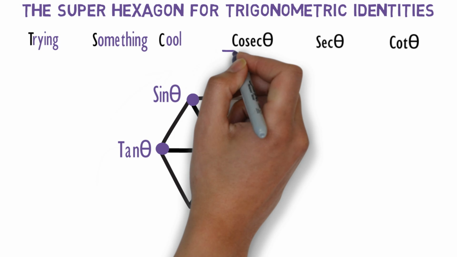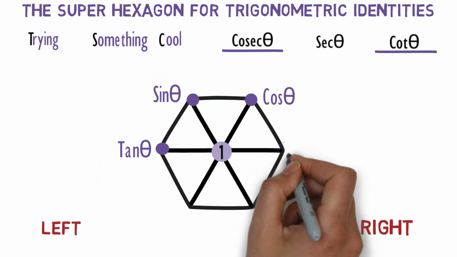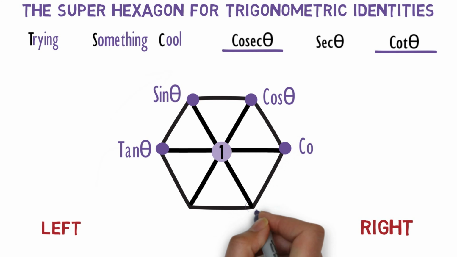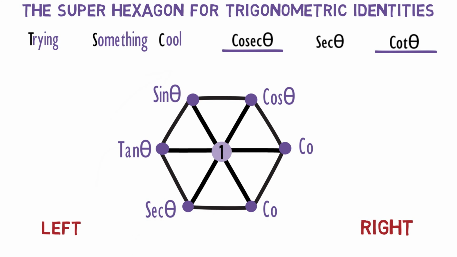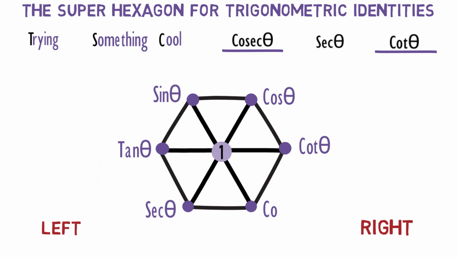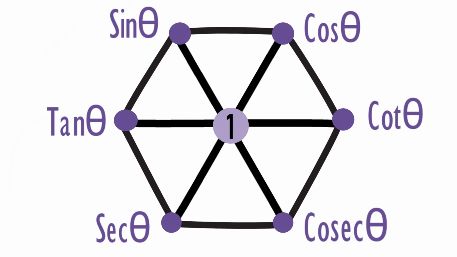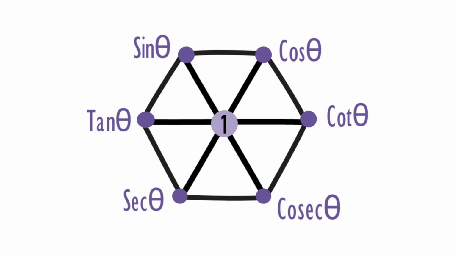Next, the thing to remember is that all functions starting with co are on the right hand side. So sec comes here. Next, we have cot opposite tan because they both have the letter T. That leaves this spot for cosec. So there you have it, the superhexagon of trigonometric identity. But how does it help us remember trigonometric identities?